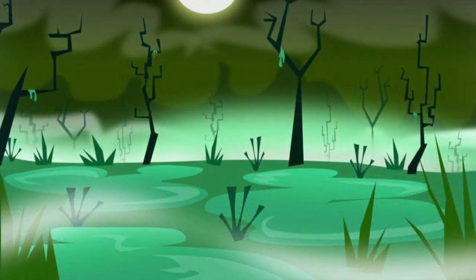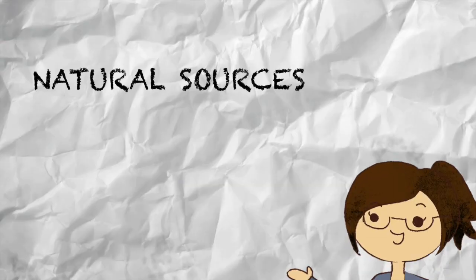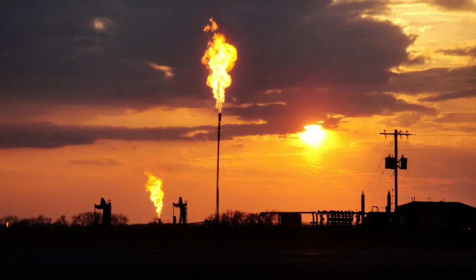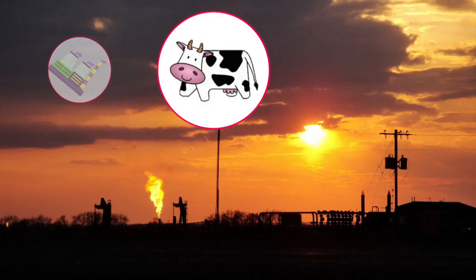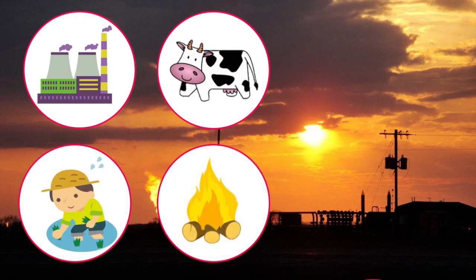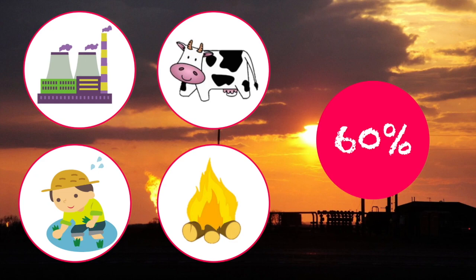After carbon dioxide, we have methane. Major natural sources of methane include permafrost, gas hydrates, termites, wetlands, freshwater bodies, oceans, non-wetland soils, and more. Its major human sources include the production of fossil fuels, livestock and manure management, rice farming, and biomass burning. Did you know that 60% of global methane is produced by humans?